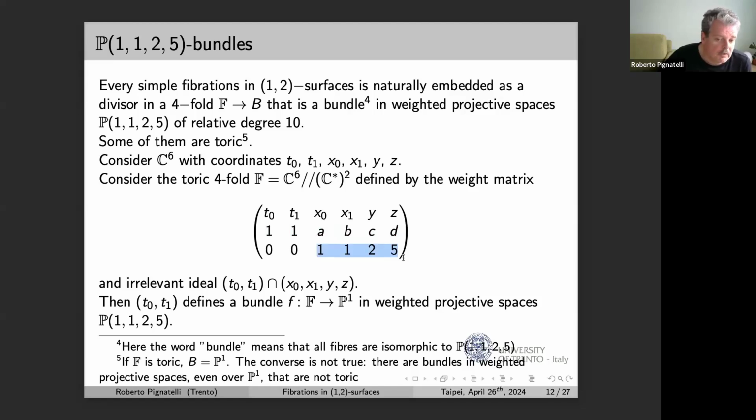So if you are, let's say, an expert of geometry, you will see it. Otherwise, you just believe me. This choice, whatever A, B, C, D, defines a fourfold which is fibered over P1 by T0 and T1, and all fibers are P1125s.